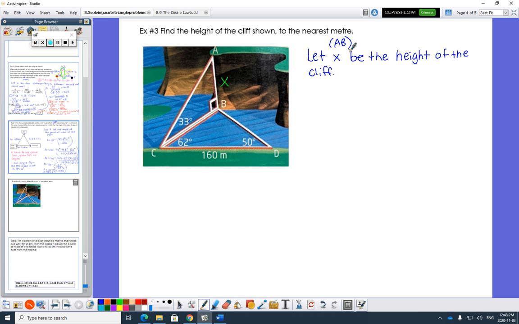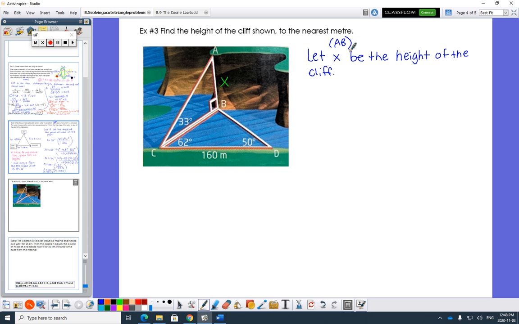Okay, so triangle ABC. I like this triangle. It's got a right angle in it. We have 33, that's fabulous. However, if I'm going to do sine, let's say, I would need the hypotenuse. We don't have that. If I wanted to do opposite, then I could use tan, but then we would need the adjacent side.